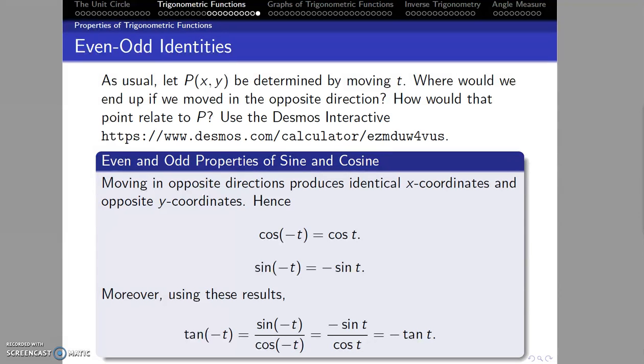And one other property that I want us to look at is relating how we get a terminal point if we move clockwise versus counterclockwise. How can I relate those two terminal points? This is a concept known as even-odd identities.